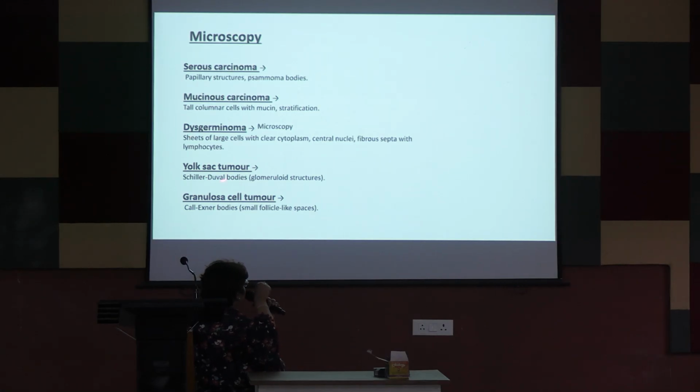Schiller-Duval bodies are characteristic of yolk sac tumor and Call-Exner bodies are characteristic of granulosa cell tumor. So, see, Schiller-Duval bodies are like glomerular structures. It looks like a glomerulus. And Call-Exner bodies will look like small follicle-like spaces.